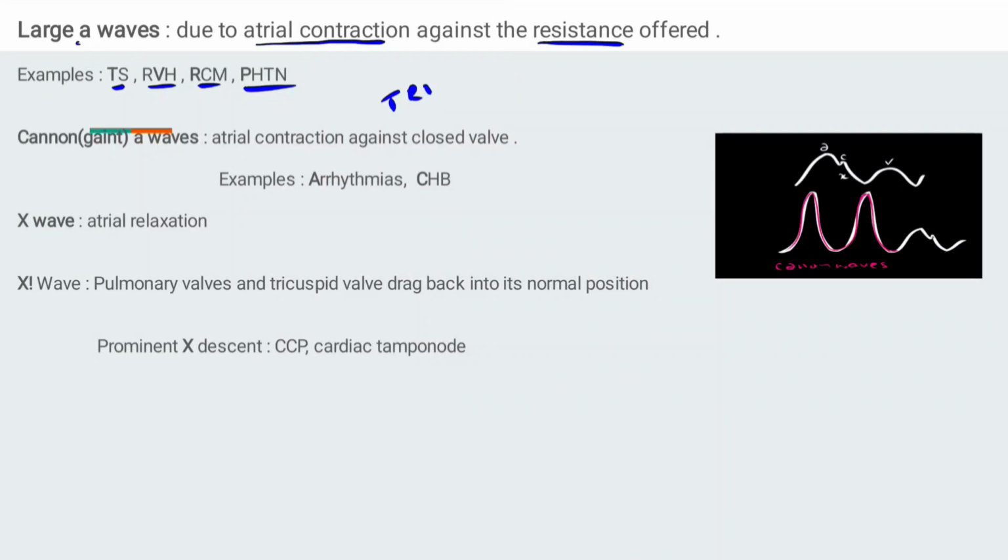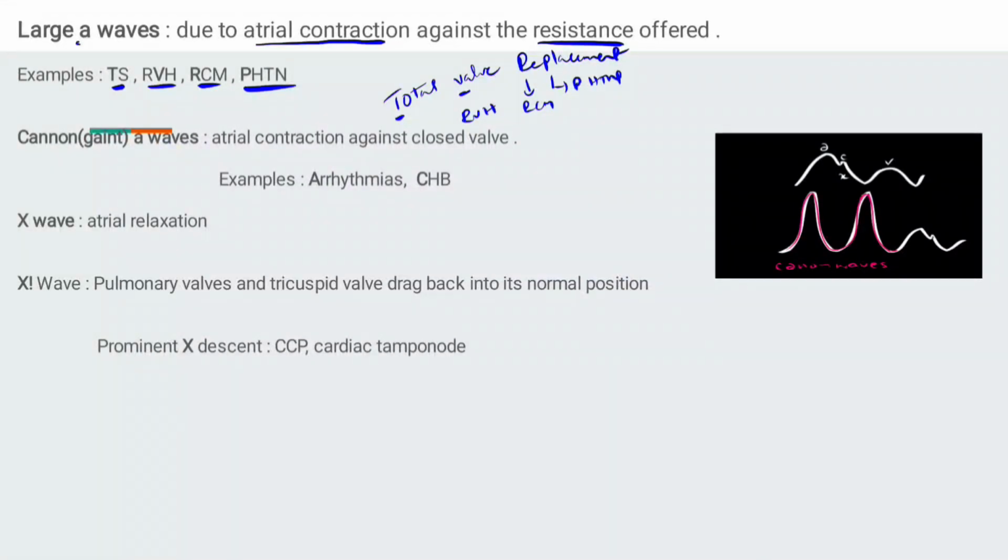We can remember this as TVRP: total valve replacement. Here T indicates tricuspid stenosis, V indicates RVH, right ventricular hypertrophy, R indicates RCM, restrictive cardiomyopathy, and P indicates pulmonary arterial hypertension.